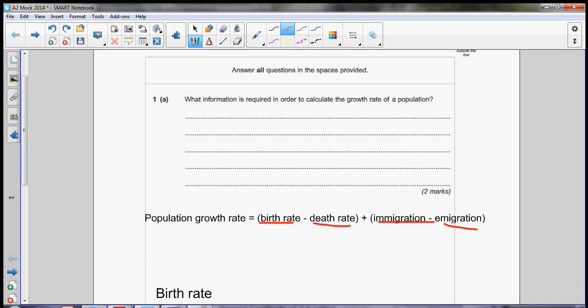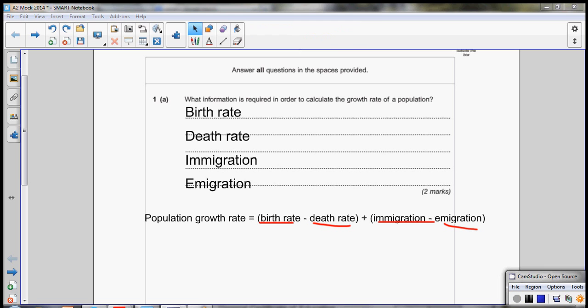If I wanted to calculate the growth rate of a population, I would need to know all 4 of those things. So the answer to this question is going to be those 4 factors. This should be the answer then. We have birth rate, death rate, immigration and emigration.